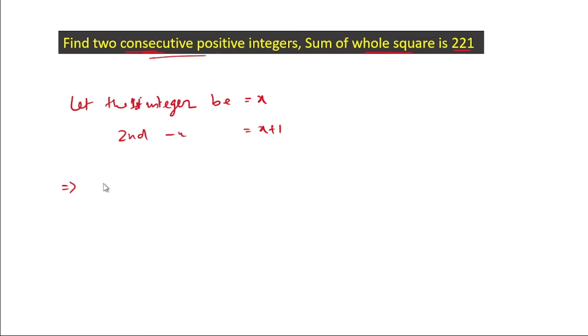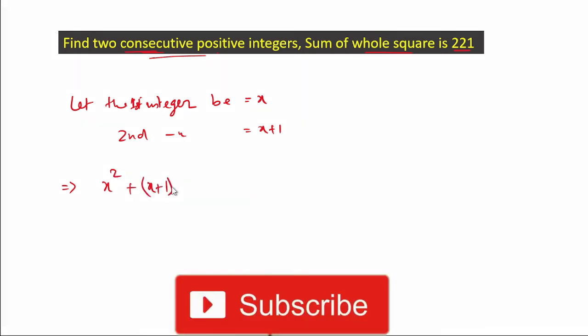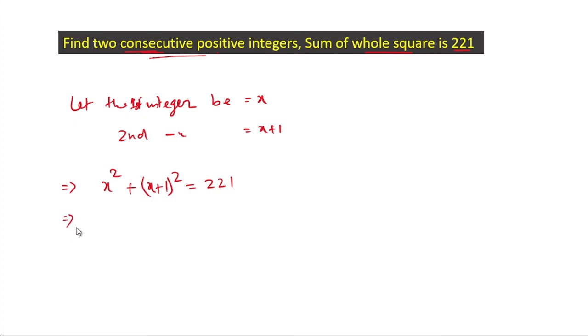So we can write x square plus x plus 1 whole square is equal to 221. Now we'll simplify it. It will become x square. Here, a plus b whole square, so we can write x square plus 2ab, meaning 2x, plus b square, meaning 1, is equal to 221.